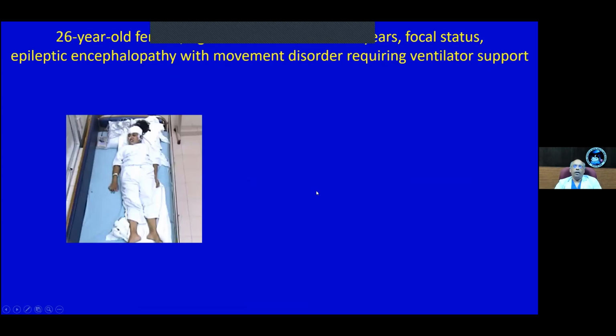This lady presented with chronic seizures, and then when she came to our institute, she was in focal status with epileptic encephalopathy, and also developed movement disorders which subsequently, after admission, required ventilatory support. You can see the nature of it; she burned her right hand during one of those events.